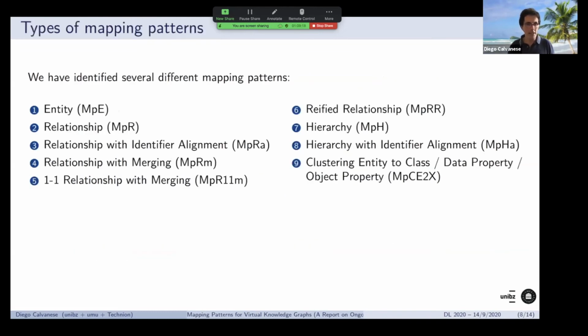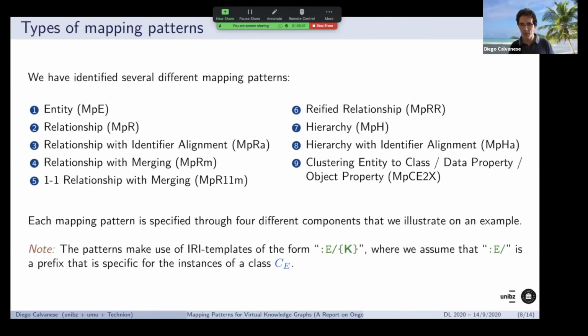Now, we have identified several types of mapping patterns. I don't have time to discuss all of them. Yeah, we also have to end soon. So how much do we have? A minute? Half a minute.